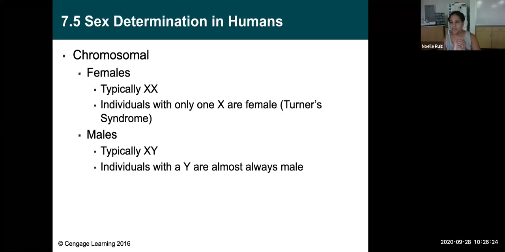And then sex determination. This should be review. We went over this. Females are XX. There are individuals with only one X. They are still female. They have Turner syndrome. Males are typically XY. Individuals with a Y are almost always male. We'll talk about the exceptions here.